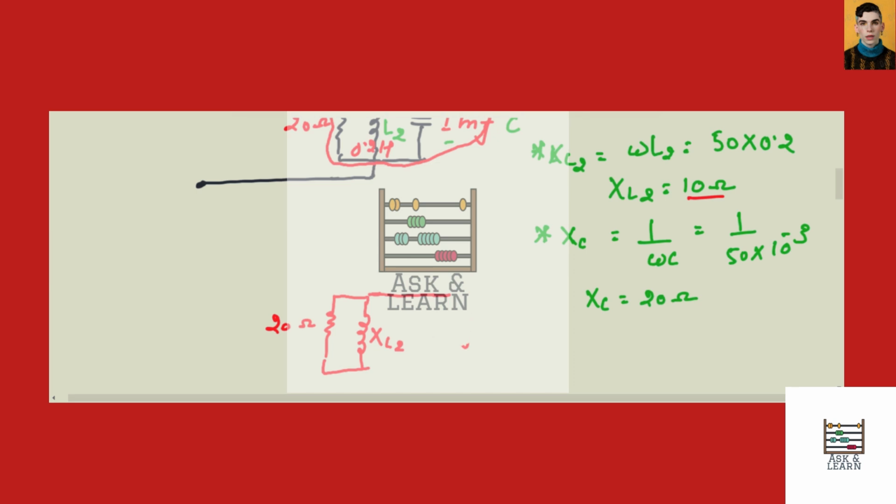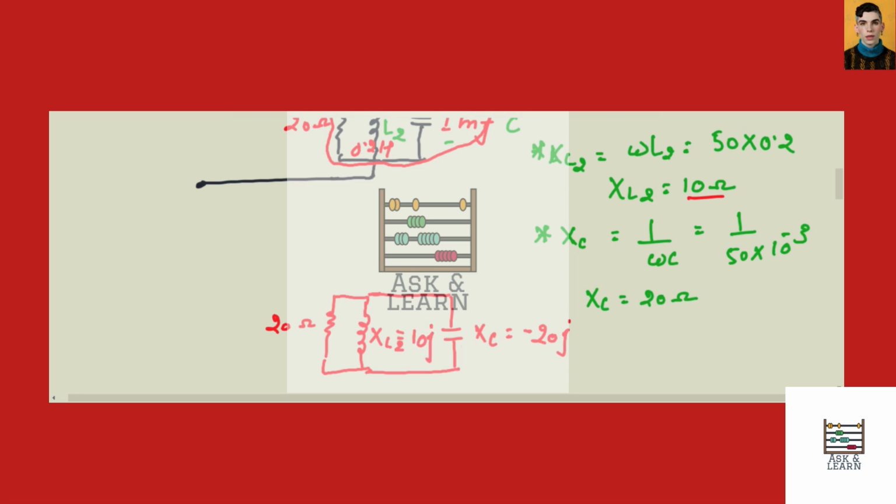The value of XL2, I will write it somewhere here. So this is XL2. I'm just writing the value of XL2. First draw the diagram, and then put the values. So this is our C, and the value of XC is, as you can see, 20, and in rectangular form that will become minus 20j. And this is 10j.